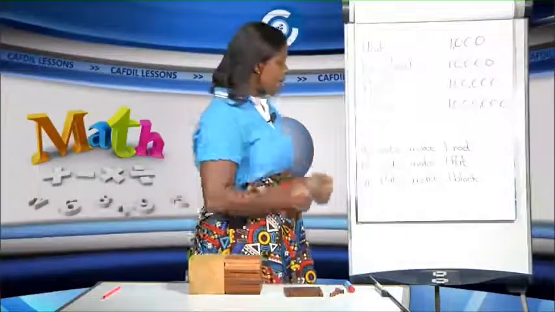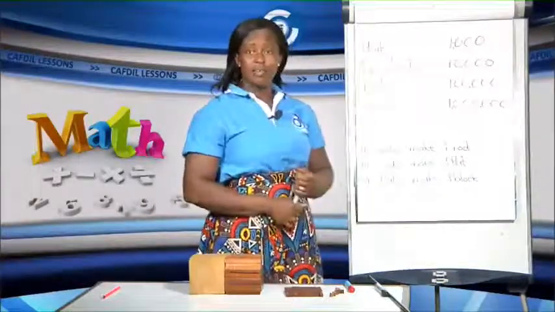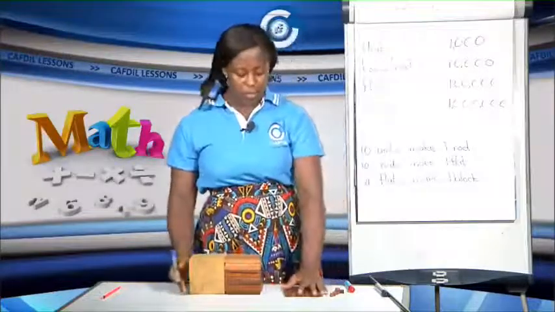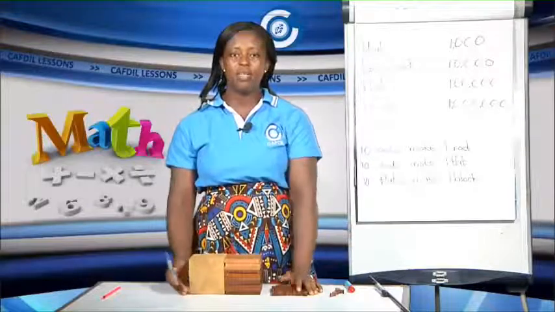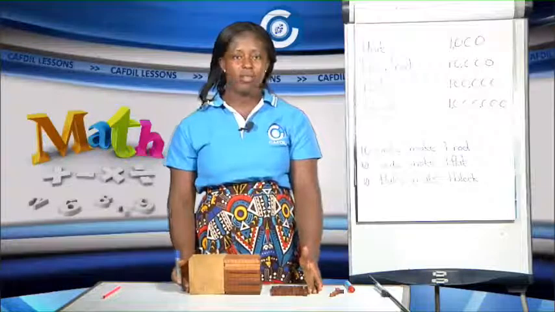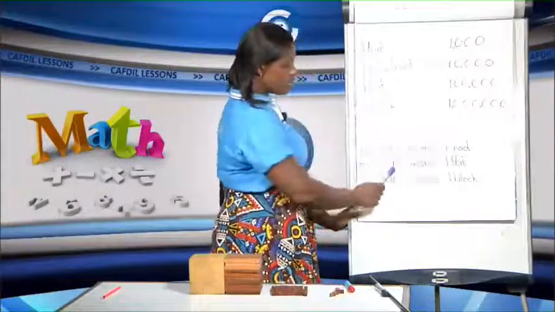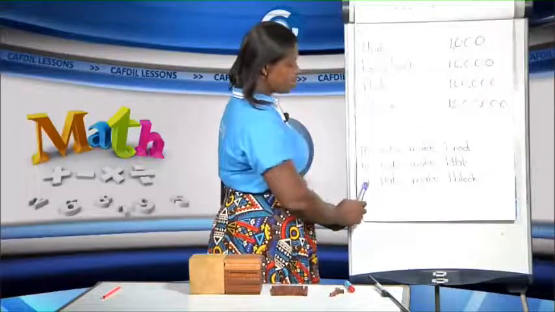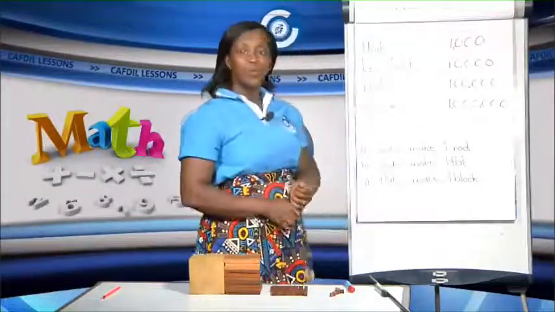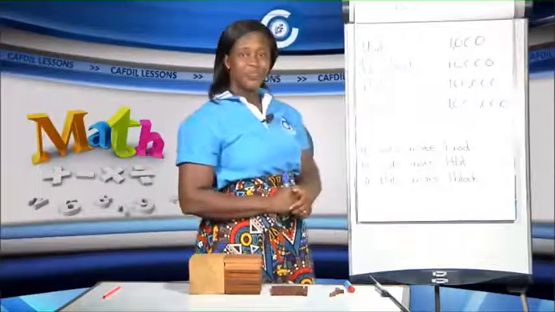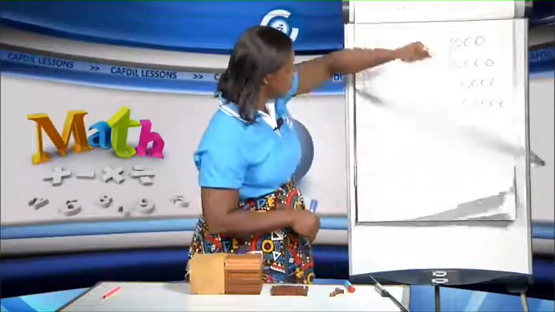You see, we had 10, 10, 10 for each of the material. So this multi-base material is also called the base 10 material. Now we know that 10 units make one rod, 10 rods make one flat, and 10 flats make one block. I hope you have written it down. Now, let's move on to our objective for today.